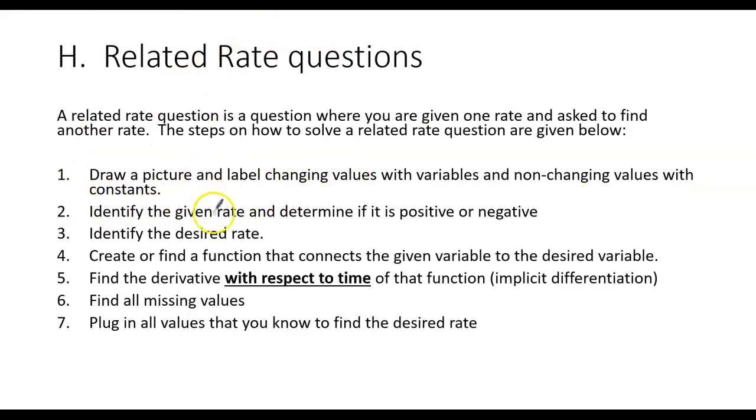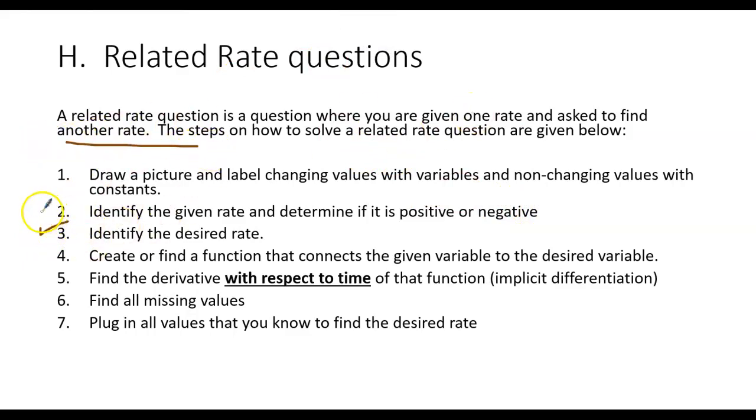Next part. Identify the given rate and determine if it's positive or negative. So like I said, you're going to be given a rate, and you have to ask yourself, is it positive or negative? Are they talking about something that's increasing or something that's decreasing? If it's positive, it's probably going to say something like the object's amount is increasing. If it's negative, they'll probably be saying it's decreasing in some way. Then you want to make sure that you are aware of what rate it is you're trying to find.